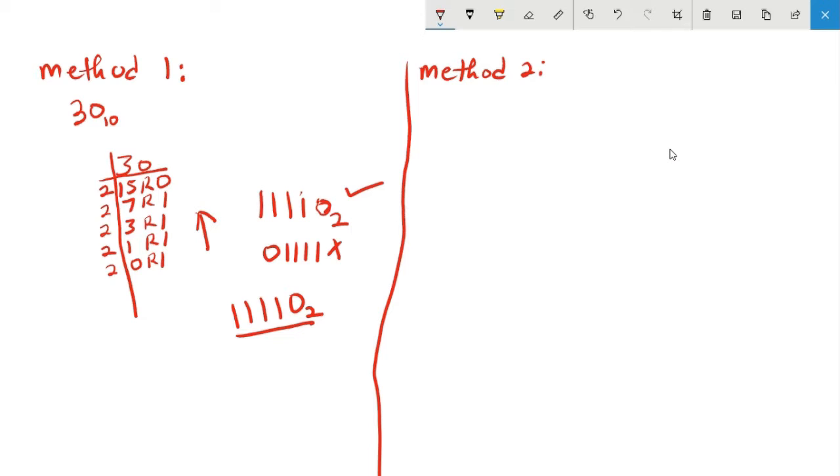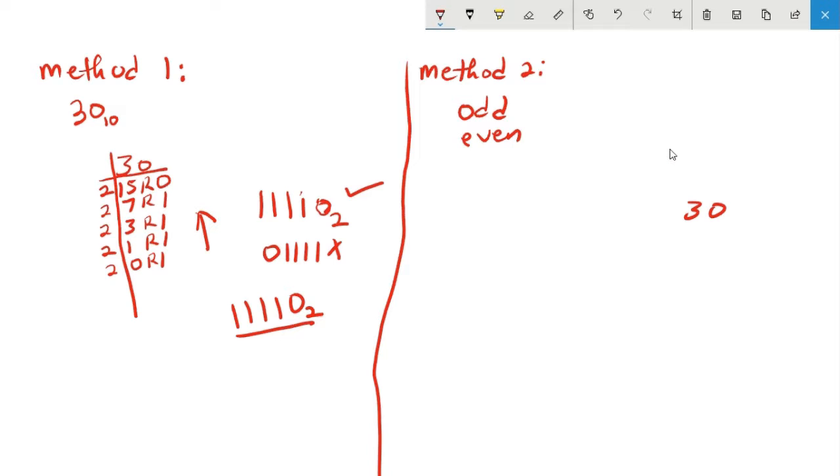Now this method is similar to the first one. It's just that you're not going to write the remainder, and you need to know odd and even numbers. You need to be able to identify odd and even numbers. So I go like this. I have 30 because that's the number I was given, 30 in base 10, so I'm converting 30 to base 2 or binary.